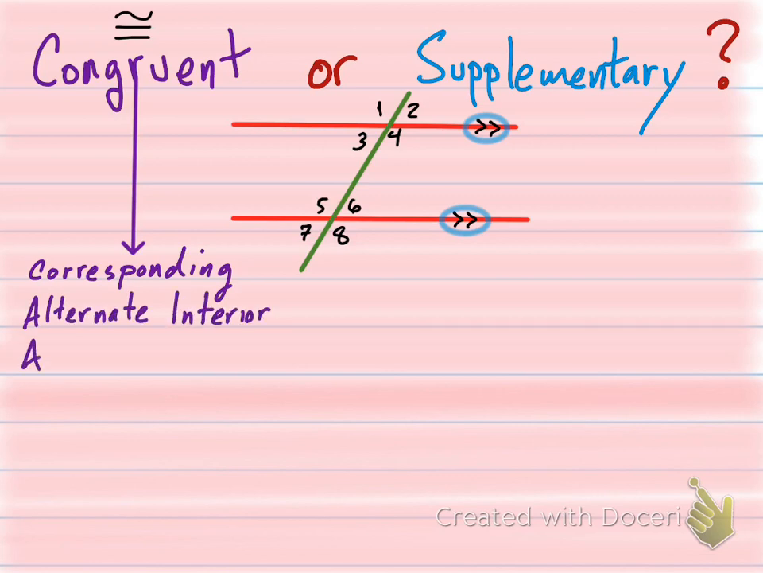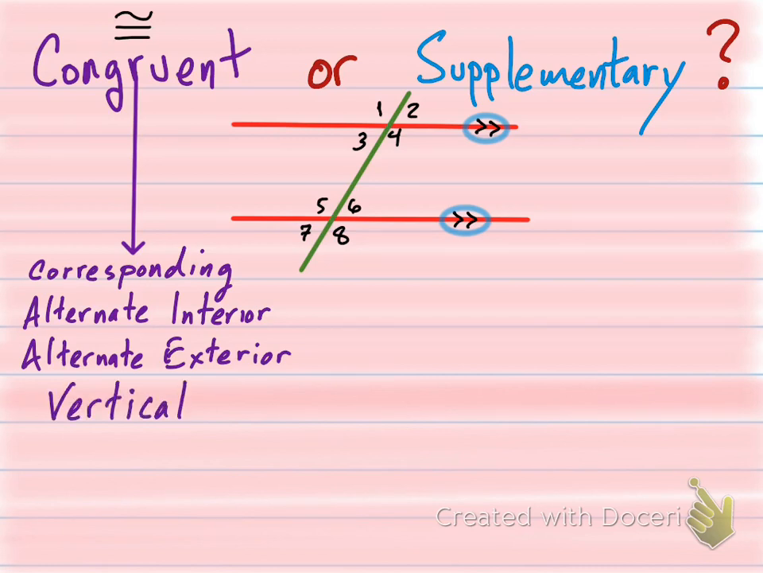Congruent angles are the alternate interior and alternate exterior angle pairs, like angle 3 and angle 6, alternate interior, or angle 2 and angle 7, those are alternate exterior. Those are all congruent angles. Also in this diagram, you see a lot of vertical angle pairs, and as we said earlier, vertical angles are always congruent to each other as well.